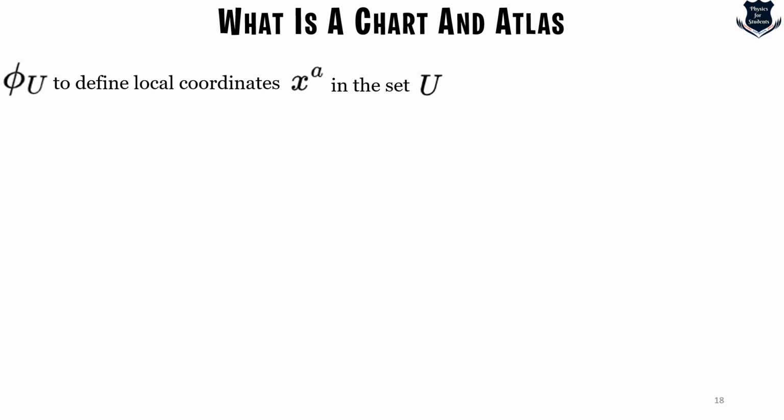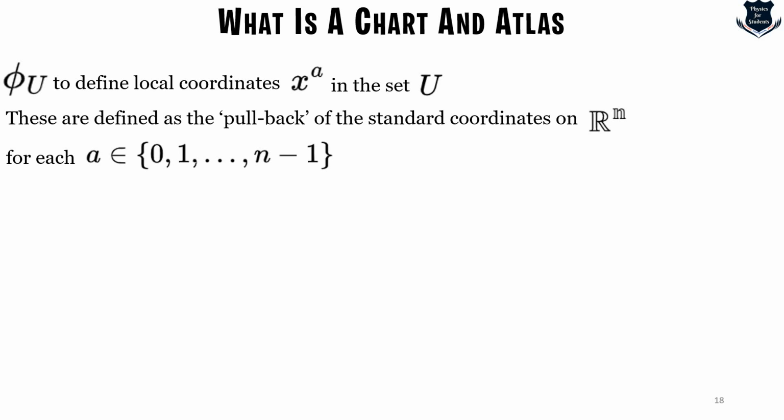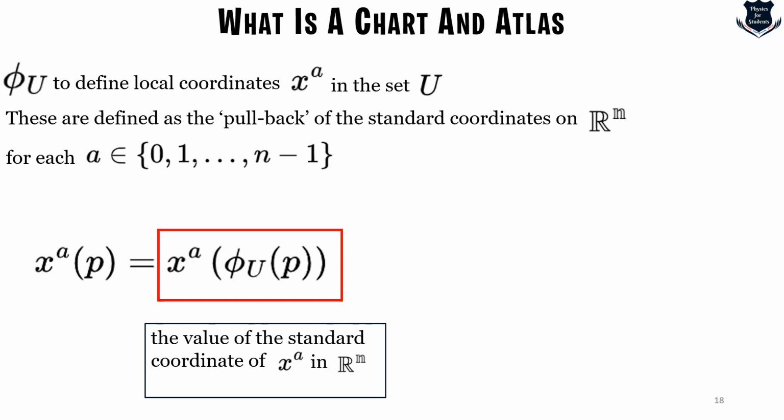Here it is phi_U, which is defined by the local coordinate x^a in the set U. These are called pullbacks. That means it is pulling back the basic manifold to R^n. And what we get is this. And this x^a(phi_U(p)) is actually the value of the standard coordinates in R^n. On the right hand side, you see a diagram of U.